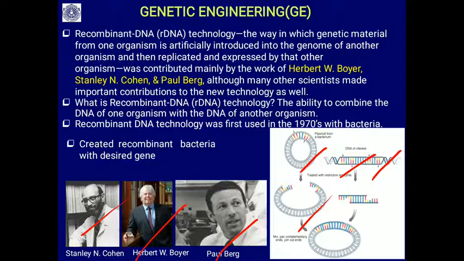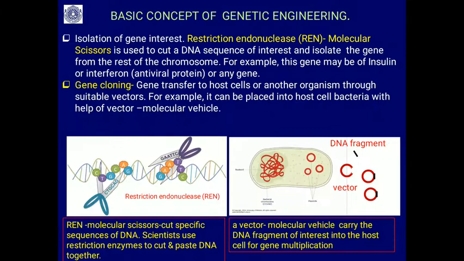Recombinant DNA technology was first used in the 1970s with bacteria. So it was developed way back in the 1970s itself and created recombinant bacteria. These were the pioneers in genetic engineering. So they created recombinant bacteria.